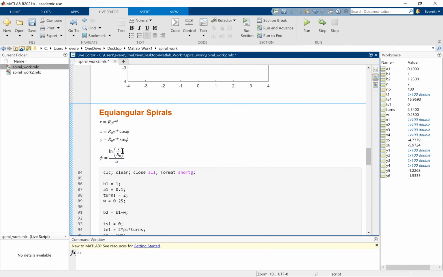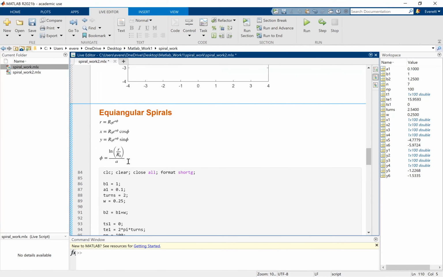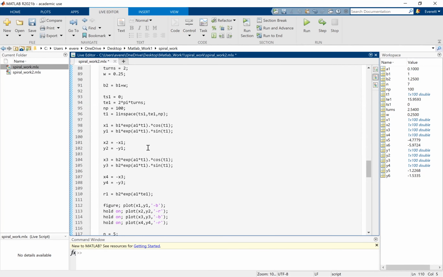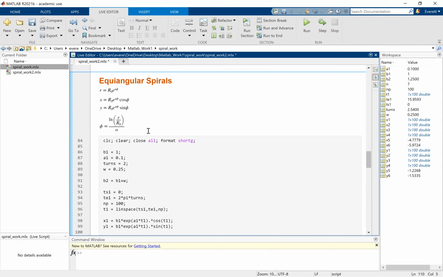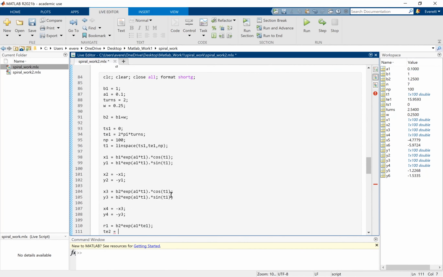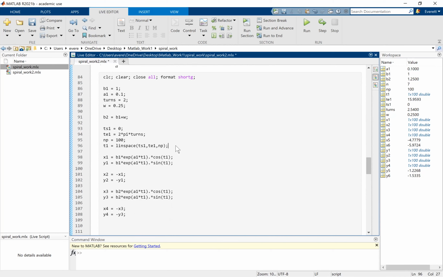So lowercase r is going to be R1 here, capital R naught, of course, is our initial distance, which for our inner edge is just B1. And then a, of course, is just our spiral factor. So we can solve for Tn2. Tn2, again, is just the natural log of R1 over B1, divided by A1. All right, so let's just put this up here.